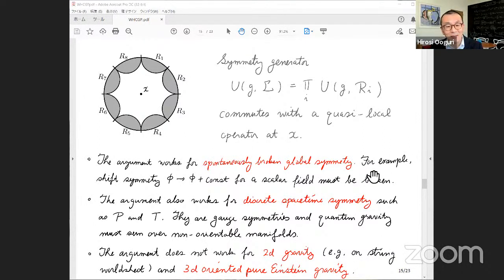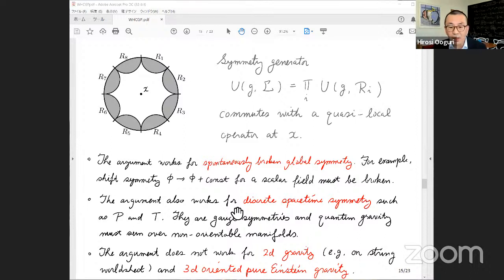The first thing I wanted to mention is that this argument also works for spontaneously broken global symmetry, and that was why I needed to relax some of the conditions on global symmetry. For example, if you have a massless scalar field, or a scalar field with only derivative coupling, then there is a shift symmetry. This happens, for example, in some inflation models, but this shift symmetry has to be eventually broken because there is no such thing as exact spontaneously broken global symmetry.